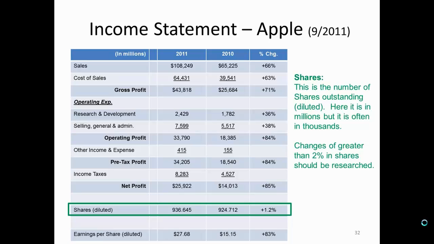By the way, I forgot to point out that all the numbers in this table are in millions, not only the dollars, but in this case shares are in millions too. Shares is one line that sometimes is shown differently than the rest of the report, so be aware of that. Sometimes shares are in thousands even though everything else is in millions.